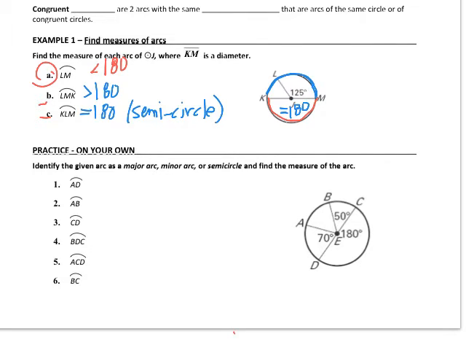For part A, they're asking us to find the arc measure of LM. Well, if the central angle is 125 degrees, then the arc measure is also 125 degrees. So LM is equal to 125 degrees. It's always equal to the central angle.